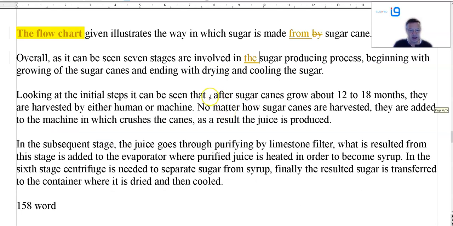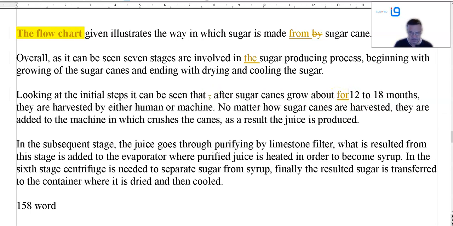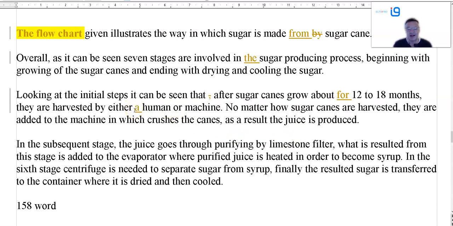Initial steps: it can be seen that after sugar canes grow for about 12 to 18 months, they are harvested by either human or mechanical means. No matter how they are harvested, they are added to a machine which crushes the canes. So it's a grinder. It actually tells you it's a grinder. Added to a grinder which crushes the canes, resulting in juice. So that needs to be reworded as well.